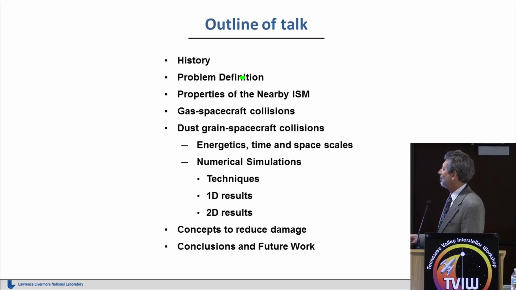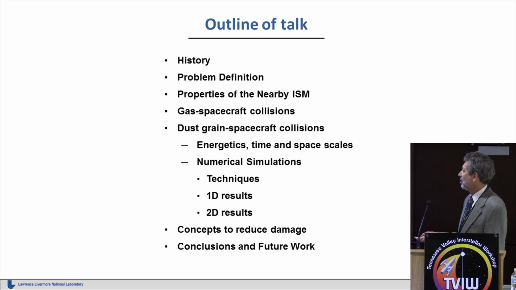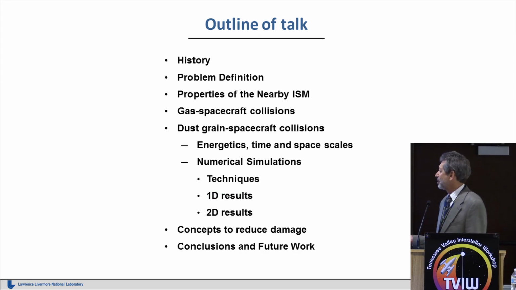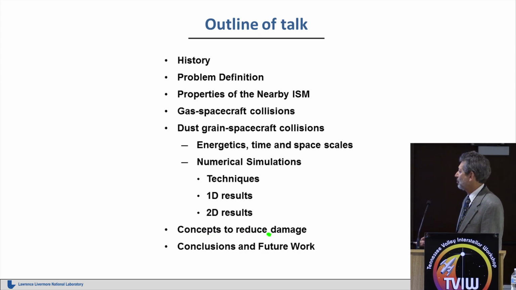Okay, so here's a brief outline of my talk. I'll give a very brief history, problem definition, and some properties of the interstellar medium that are important for something that wants to go through it. Then I'll briefly summarize the situation with the gas phase of the interstellar medium, atoms hitting spacecraft. And then I'll move on to the heart of the talk, which is dust grain spacecraft collisions. I'll talk about the energetics, and then I'll talk about numerical simulations of these collisions, including techniques, one-dimensional results, and I have one very preliminary two-dimensional calculation to show. Then I'll go on to concepts to reduce damage, and conclusions and further work.